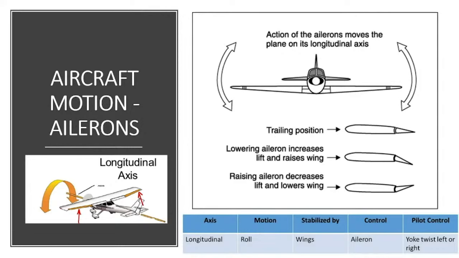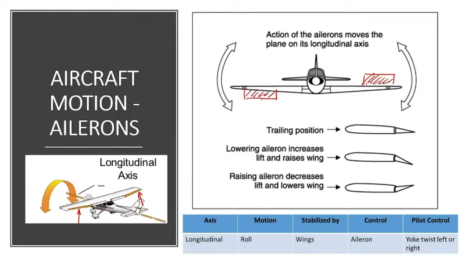So what I mean by that is, if you were to turn to the right, one aileron is going to be up and one aileron is going to be down. So very simply, and this is kind of an extreme case, if I turned all the way over, I would have an aileron up here and an aileron down in this case.